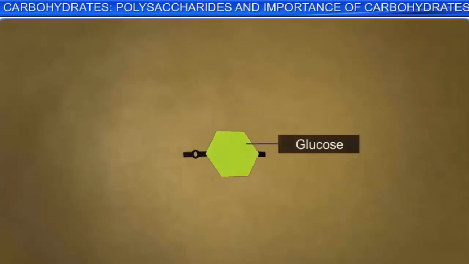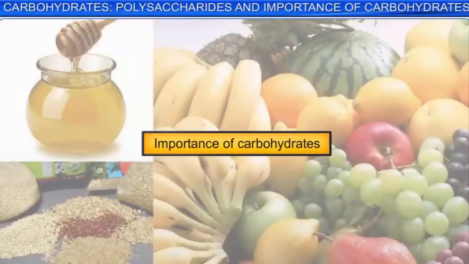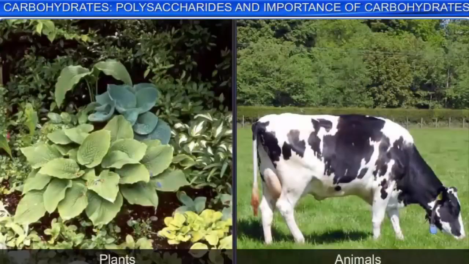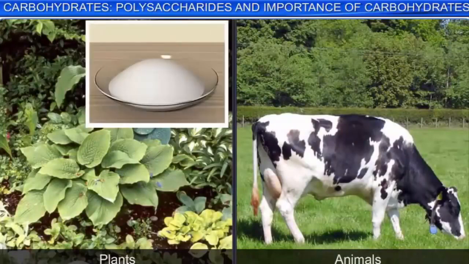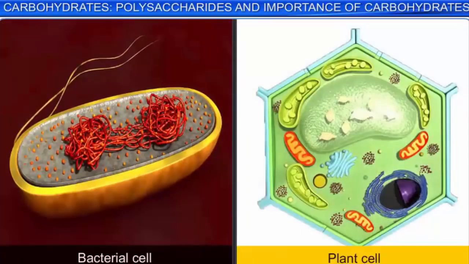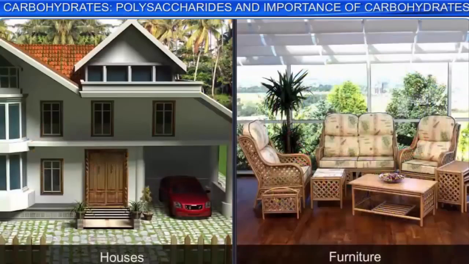Now let us study briefly the importance of carbohydrates in our lives. Carbohydrates are a very important class of biomolecules. They form a major component of our diet. They function as storage molecules, starch in plants and glycogen in animals. The cell walls of bacteria and plants are made of cellulose. Carbohydrates have many uses as structural material.